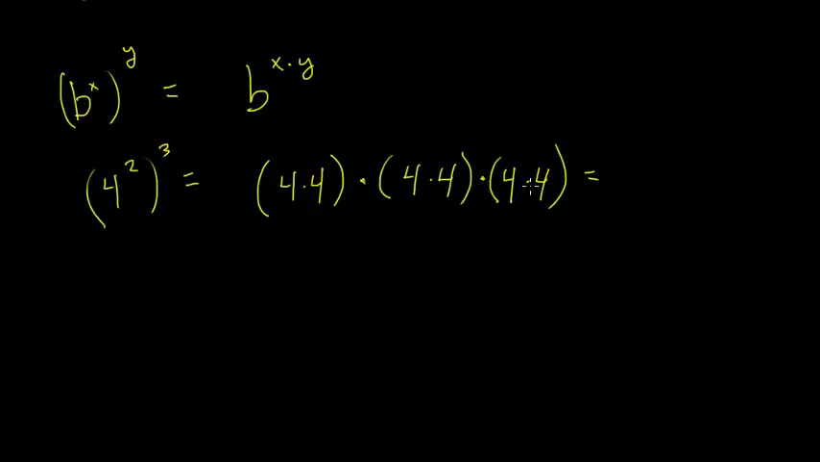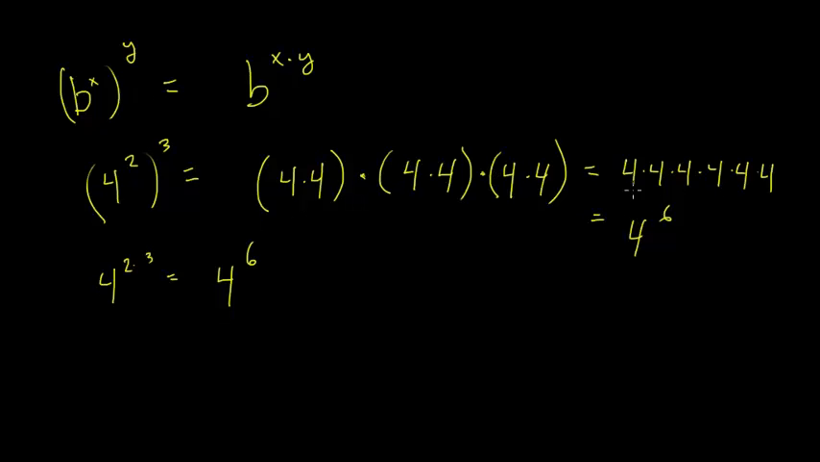Well, I can drop these parentheses because I'm multiplying all the way across. That's 4 times 4 times 4 times 4 times 4 times 4, and that's 4 to the 6th. And notice 4 to the 2 times 3 equals 4 to the 6th. So it's easy to see why this notation makes a lot of sense. Okay, those are the three properties that I wanted to review, and there are a few more, but they mostly come from those three properties.